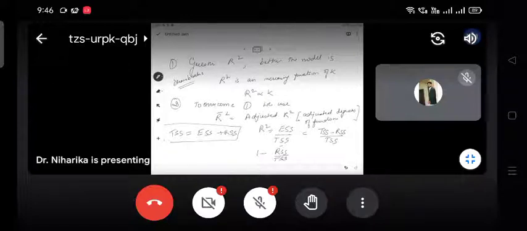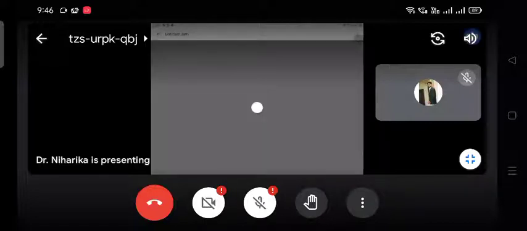ओके, ये पता लगा सबको यहाँ तक? 1 minus RSS by क्या हो गया? 1 minus RSS by TSS, कैसे? Did you get to know? Yes, ma'am.